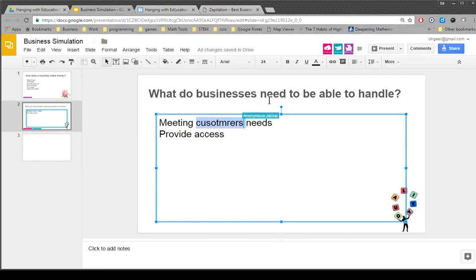Customers' needs. Because ultimately, if you're not meeting customers' needs, there's going to be some problems. Provide access. Okay, I'm assuming provide access to a product or to their services. And they have to be able to do marketing.